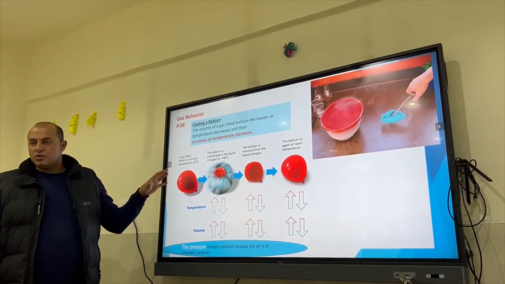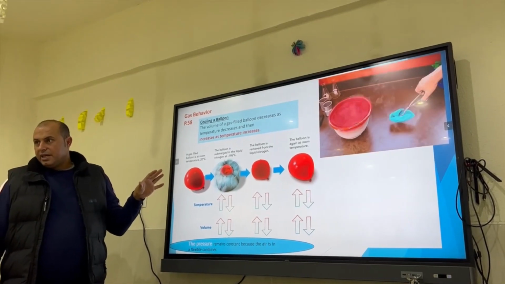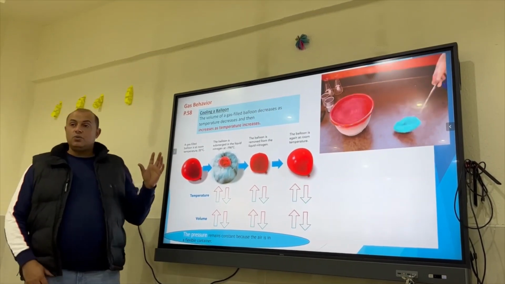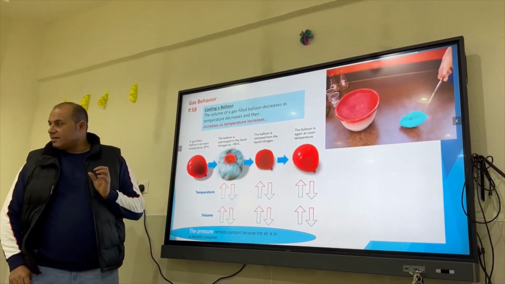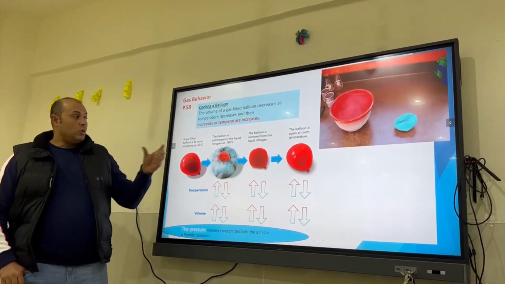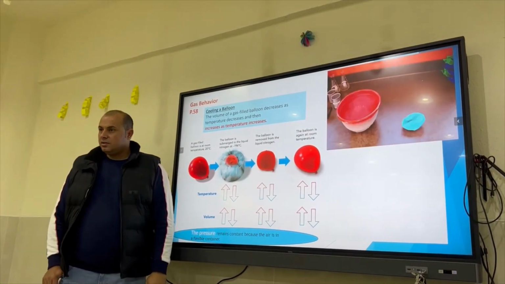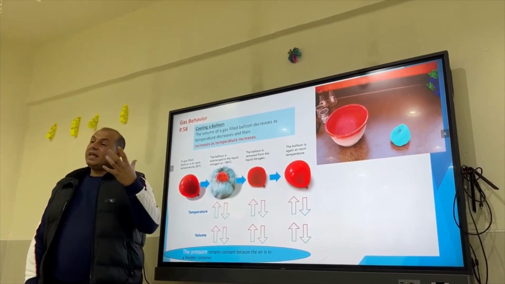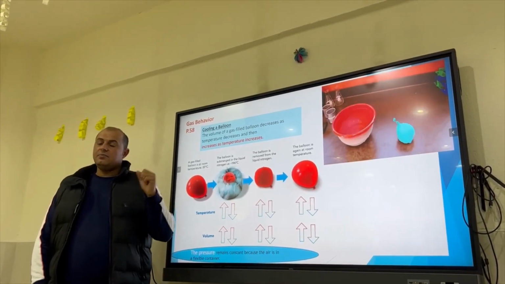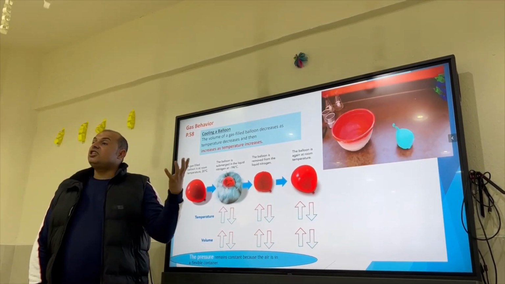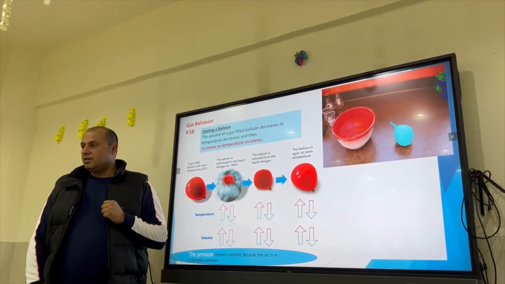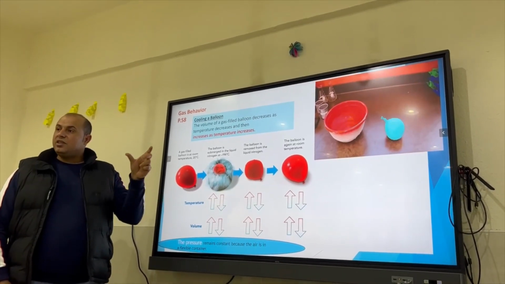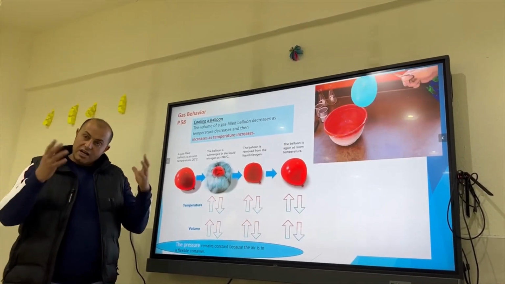Today, I'm going to explain another relationship in gas behavior: the relationship between temperature and the volume of the gas, or what we call Charles law. Charles law explains the relationship between the gas volume and the gas temperature. This relationship is directly proportional. What does the word directly proportional mean? They increase with each other or decrease with each other.